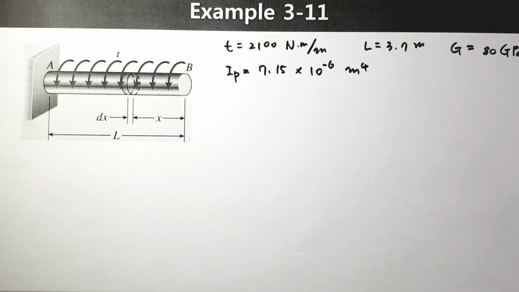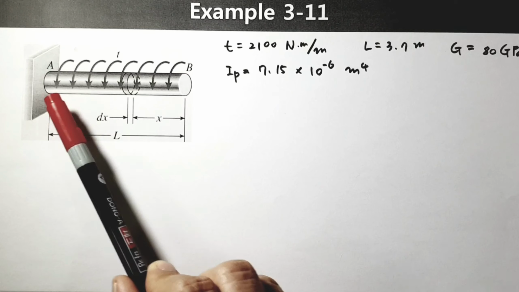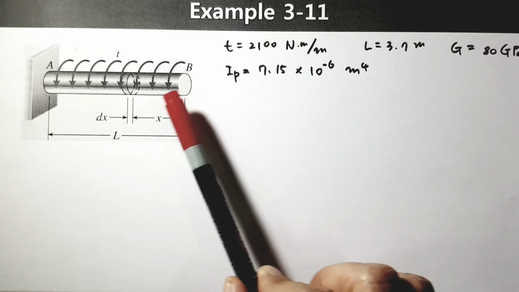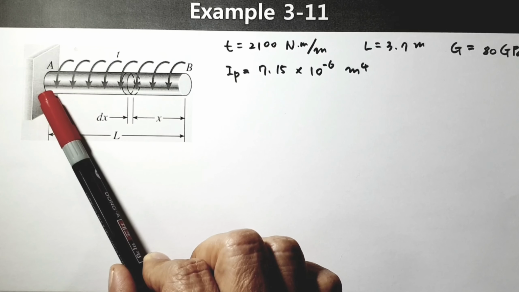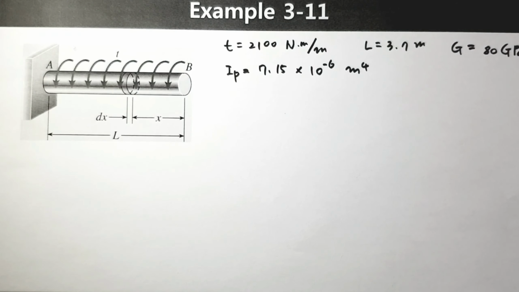Hi everybody, let's think about a distributed torque problem. In this problem we have a cantilever beam. The cantilever beam is located like this. One end is free, but the other end is firmly fixed to the wall.